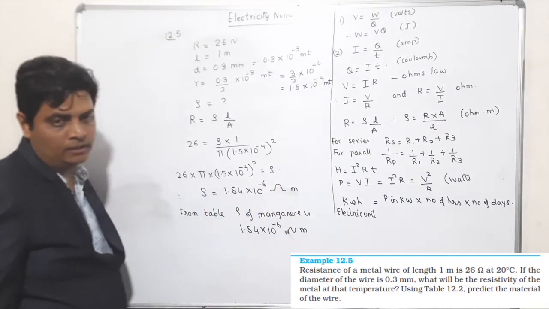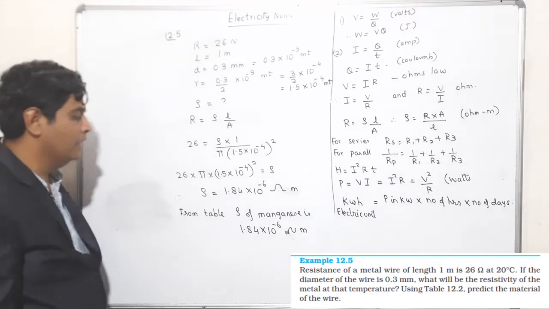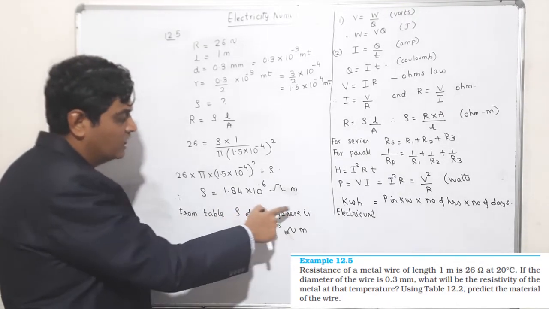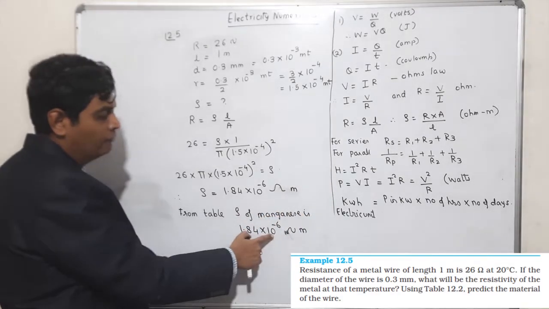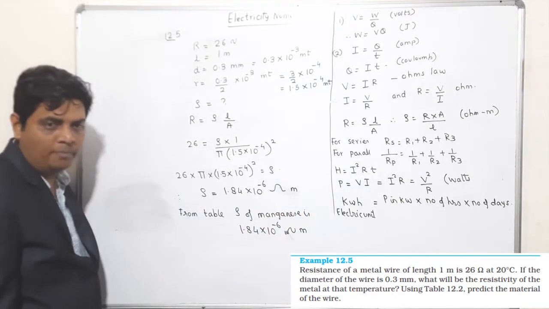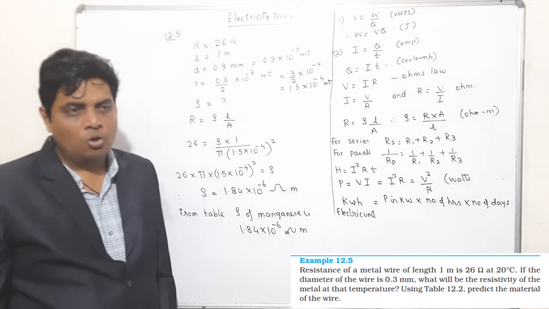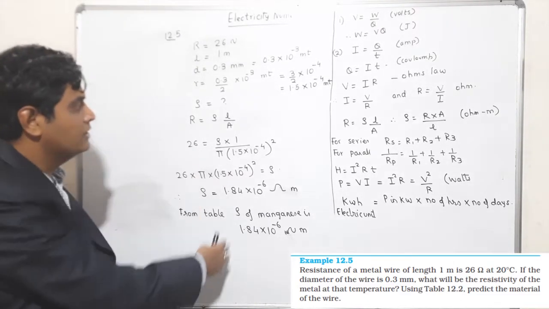6 ohm meter. Now if you look at the table, the specific resistance of manganese is 1.84 into 10 raised to minus 6 ohm meter. Therefore, the given material is manganese. Okay, so please note down this sum.